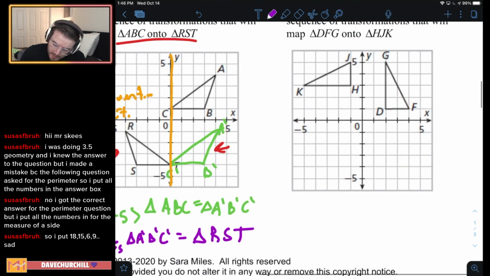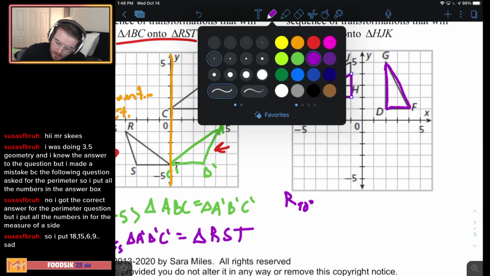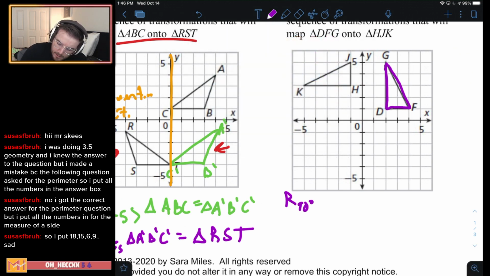If we were to rotate this 90 degrees, I'm gonna spoil it for you, so I don't have to look up the rules. I have the answer right here in front of me because I did it ahead of time. When we rotate this figure 90 degrees, it's gonna end up right here. That is a 90-degree turn.